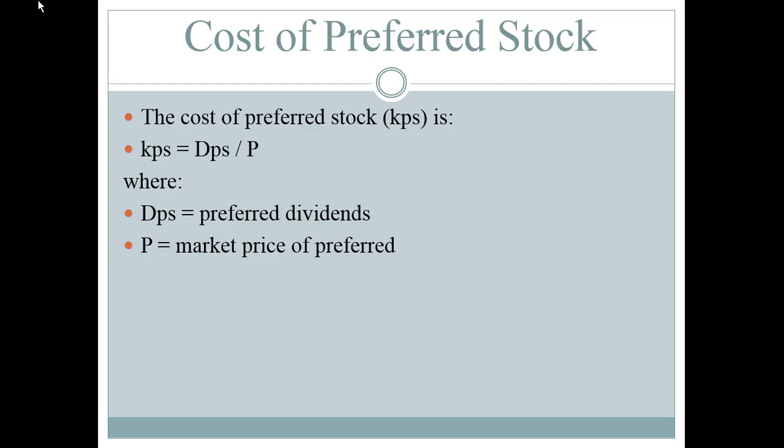And then we move on to the cost of preferred stock. The cost of preferred stock, which is also known as KPS, is found by dividing the preferred dividends by the market price of the preferred stock.